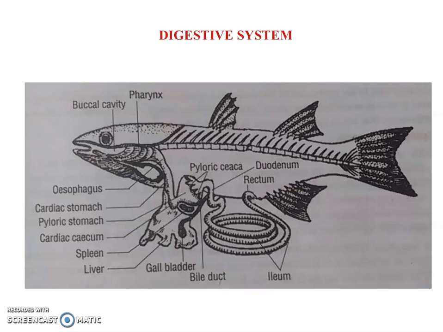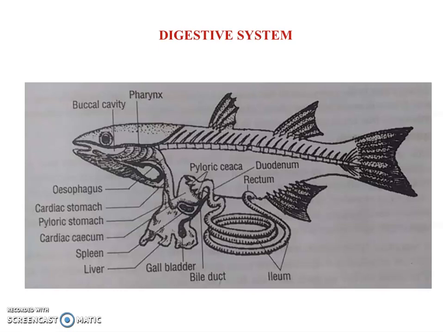Then the buccal cavity or oral cavity is a spacious chamber with a muscular tongue on the floor. This buccal cavity does not have any salivary glands. Usually the buccal cavity does possess salivary glands in the higher vertebrates, but they are absent here, and hence there is no digestion taking place in the buccal cavity. Buccal digestion is completely absent.